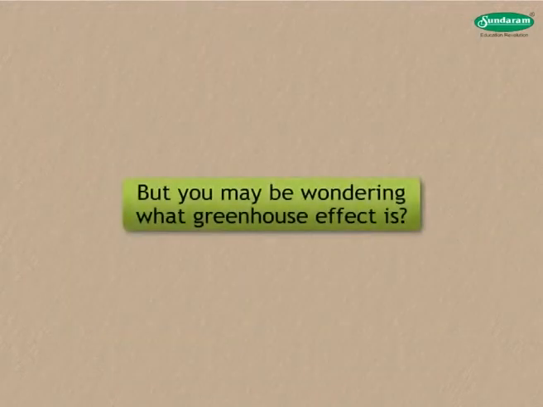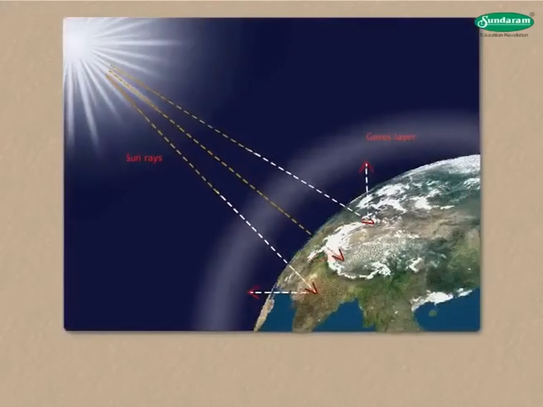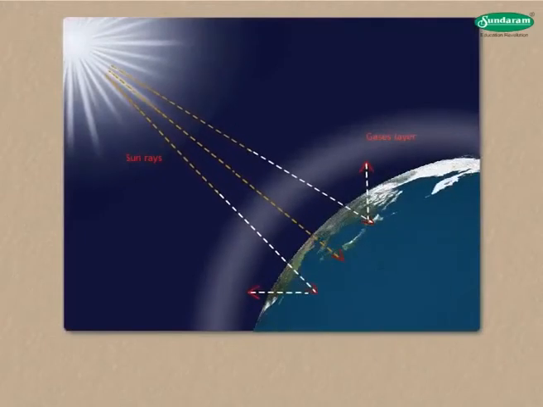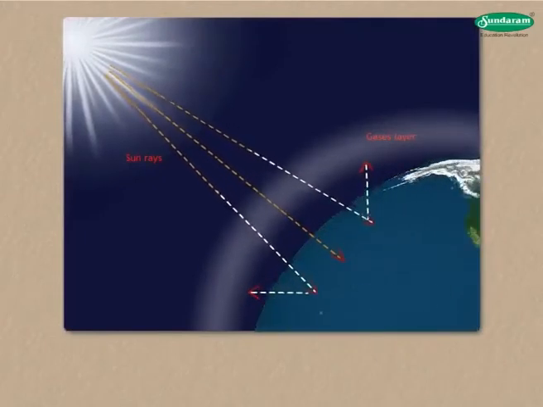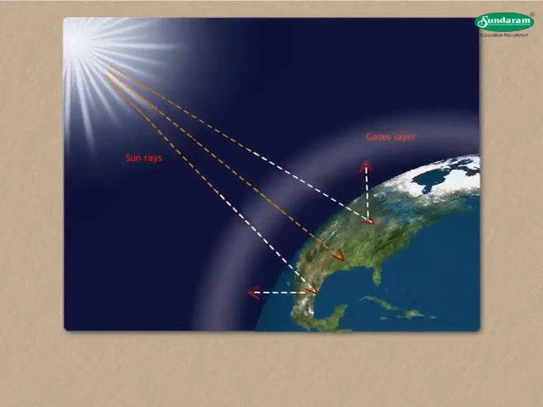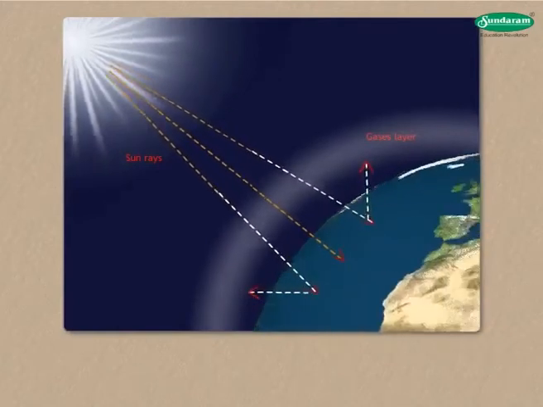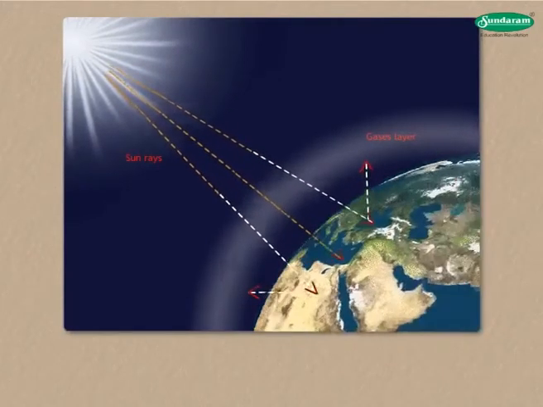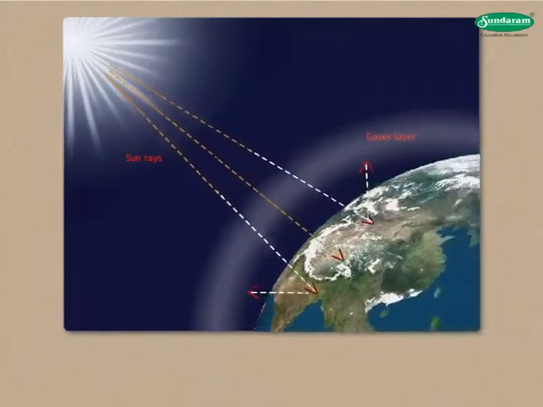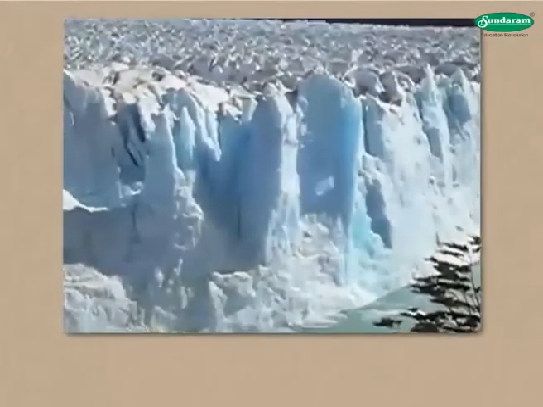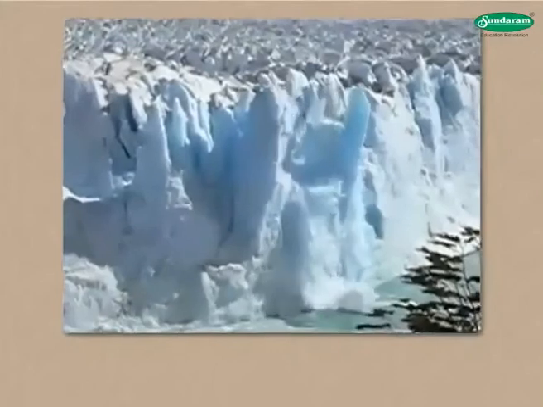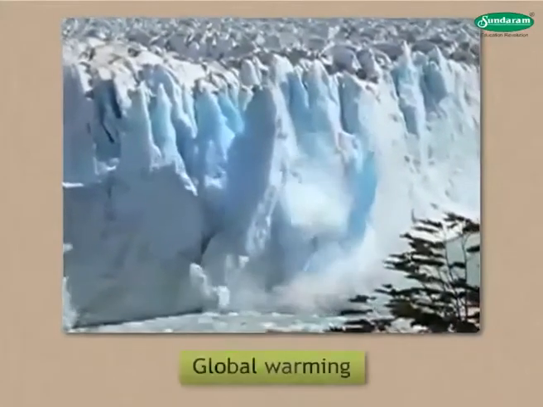But you may be wondering what greenhouse effect is, right? Greenhouse effect is the trapping of the sun's warmth in the lower atmosphere. This is caused by high levels of carbon dioxide and other gases. This further leads to increase in temperature of the Earth's atmosphere, that is, global warming.